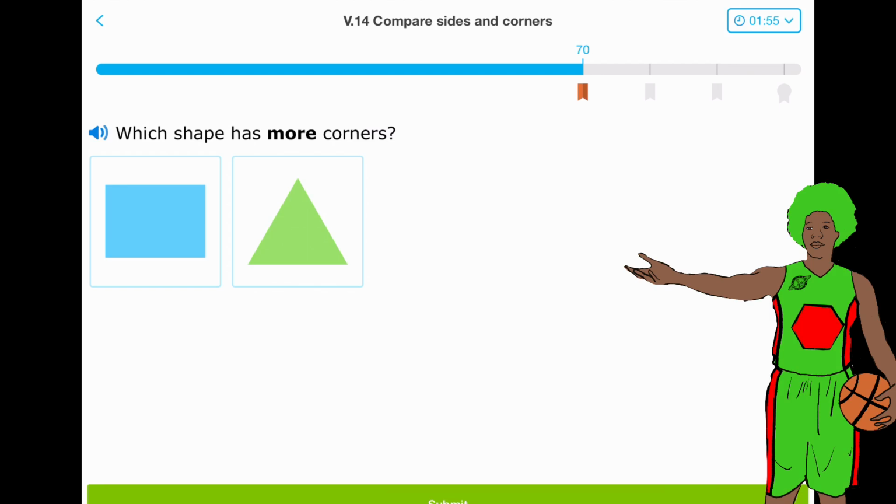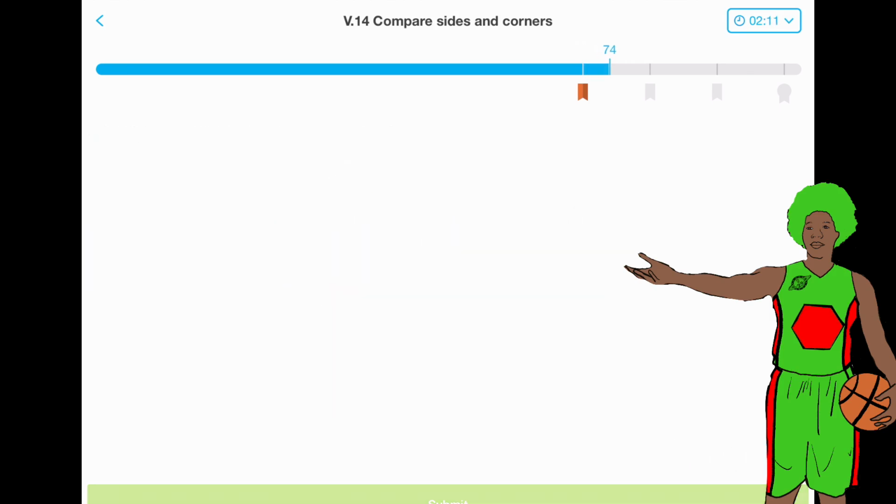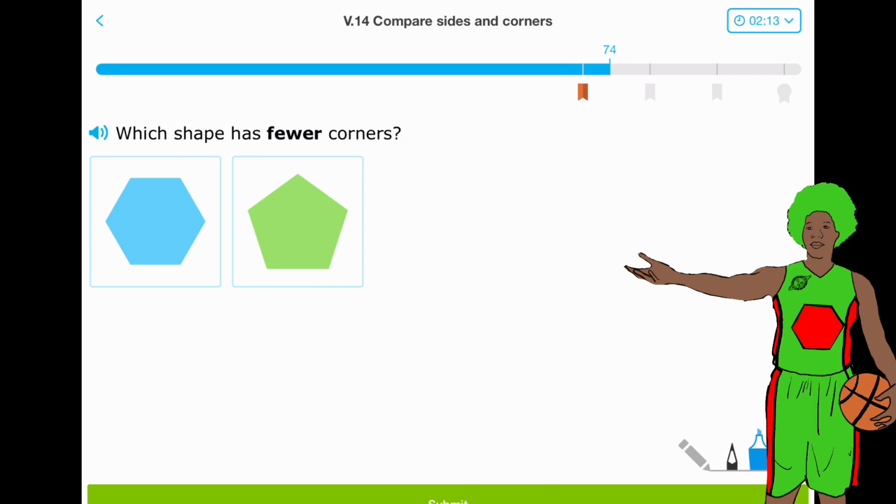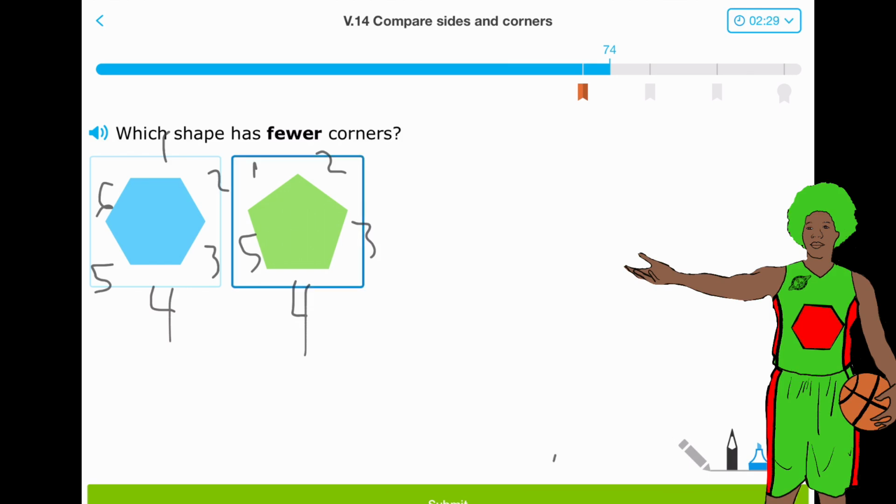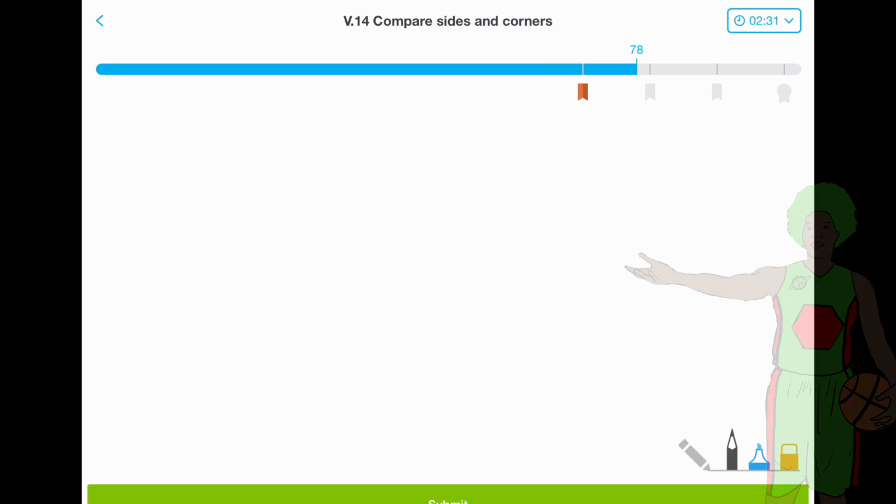Which shape has more corners? Okay, once again, try to do this one on your own. Square. The square has 4 and the triangle has 3. See? 1, 2, 3. Use the marker. Okay, which shape has fewer corners? Let's go. 1, 2, 3, 4, 5. 1, 2, 3, 4, 5, 6. So the pentagon has fewer than the hexagon.